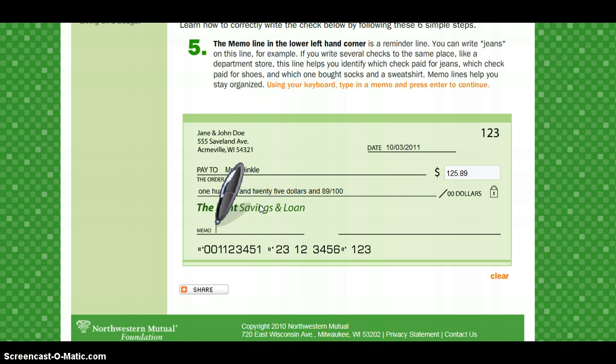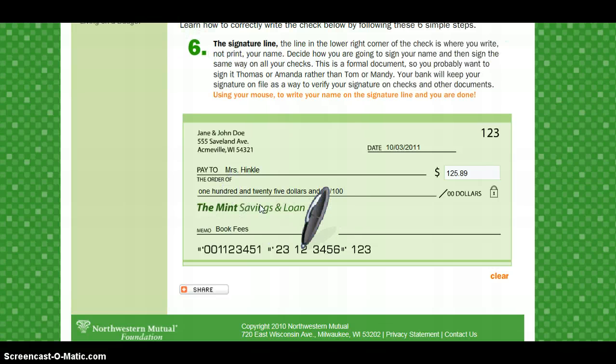The memo, you guys are paying me for, let's say, a book that you owed me. Book fees. And since we can't actually sign with the pen, we're just going to go ahead and sign it as best as we can on the computer.